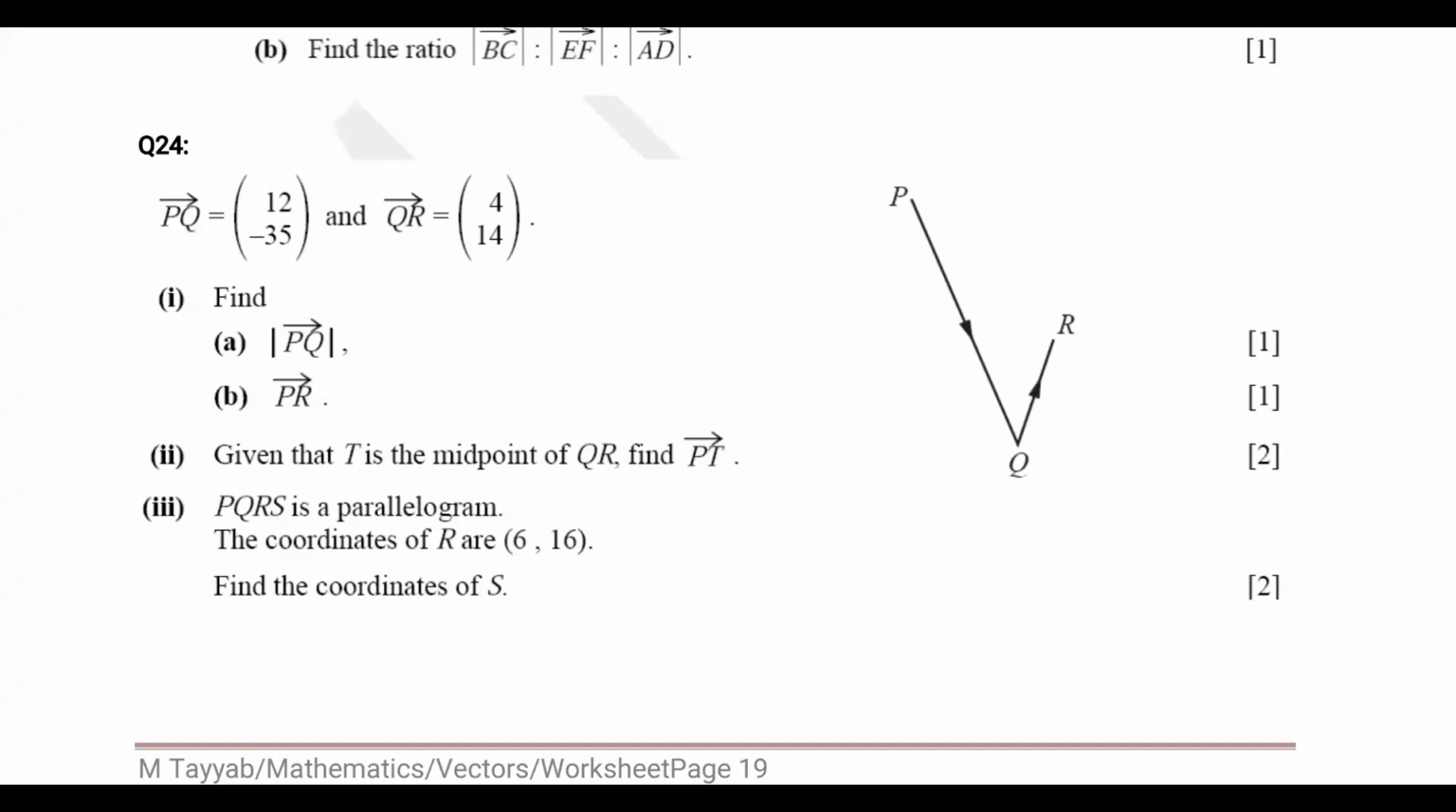If PQRS is a parallelogram, let's sketch this. This is P, this is Q, this is R. So where should S be to make it a parallelogram? S should be somewhere here, then it will become a parallelogram. It's just a sketch. To make it a parallelogram, I have sketched the point S. Now it looks like a parallelogram.